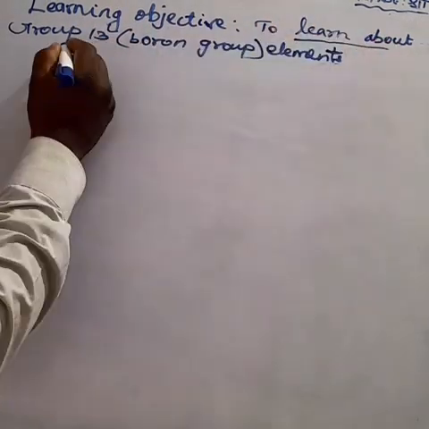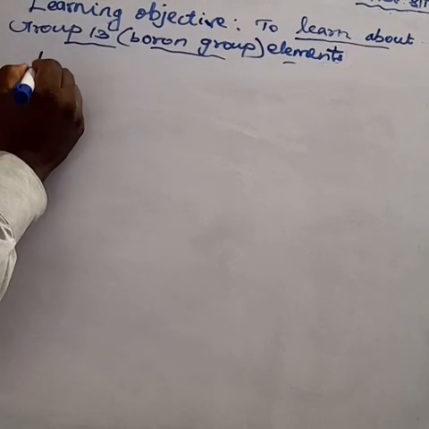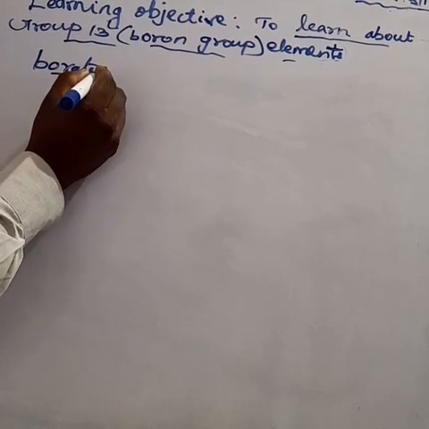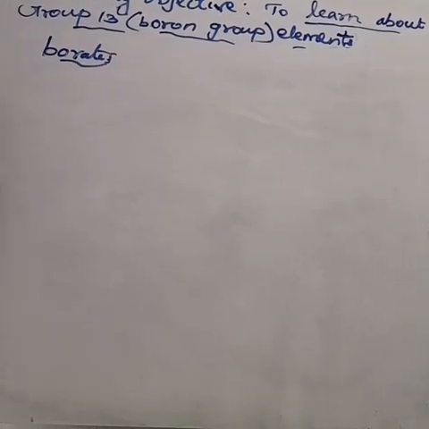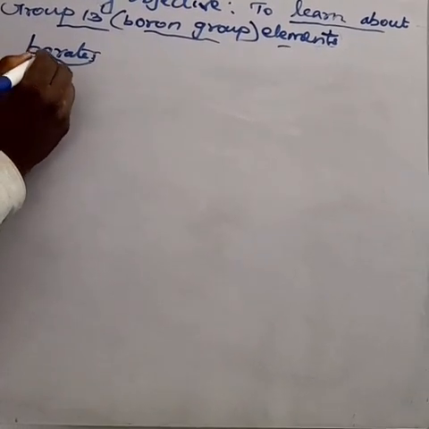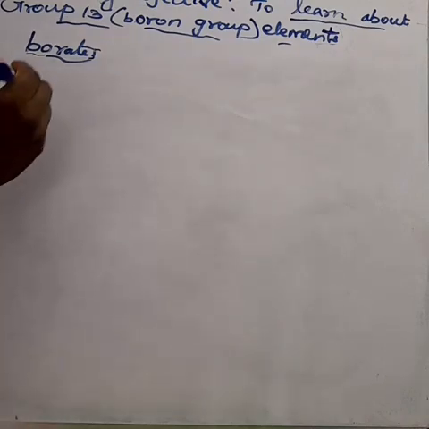Today, our learning objective is to learn about group 13 elements, that is the boron group, otherwise the boron family. Boron occurs mostly as borates. Here, the important words are two: one is borax, the other one is kernite.